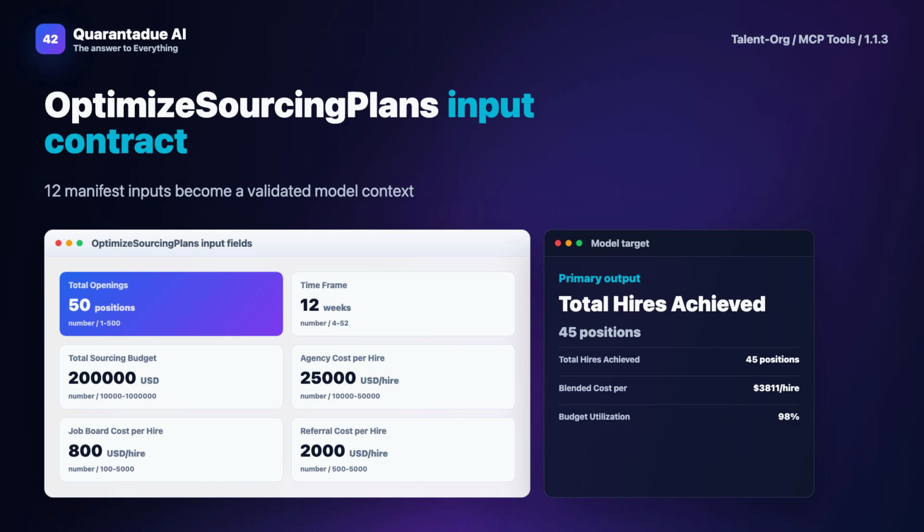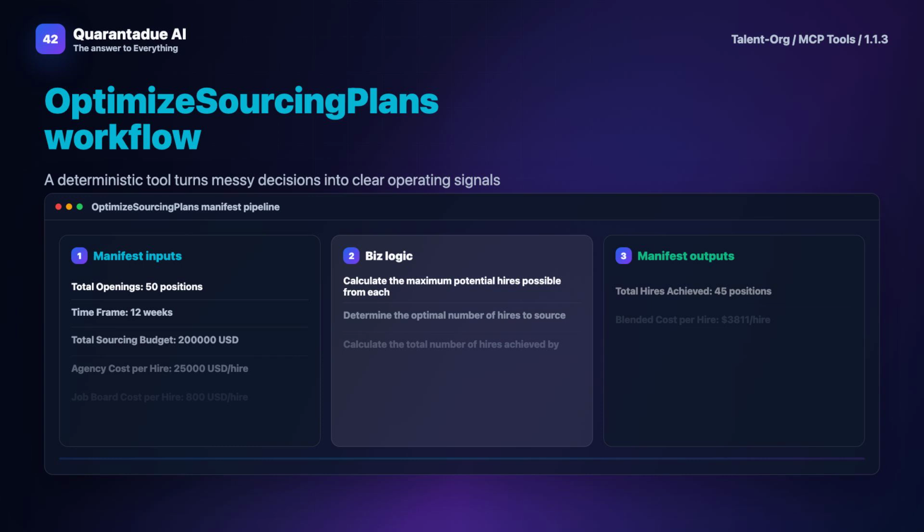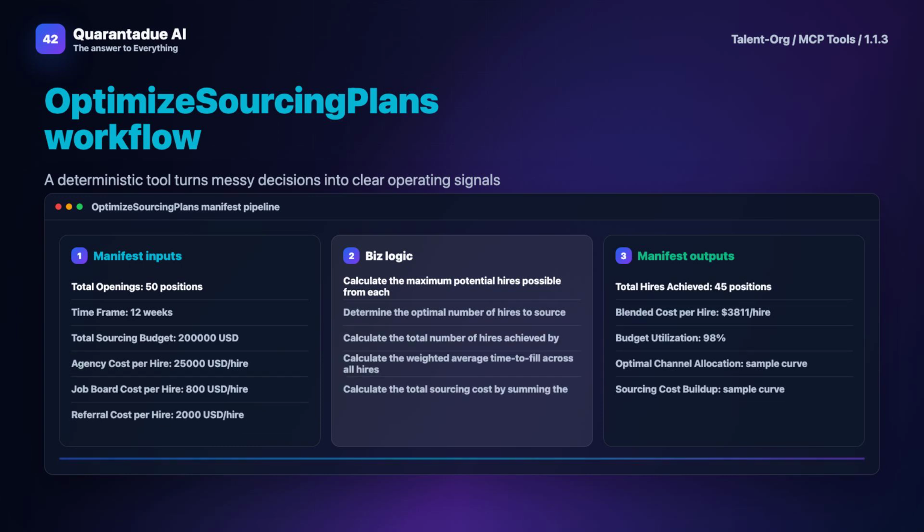The workflow then applies: calculate the maximum potential hires possible from each sourcing channel based on total openings and channel-specific conversion rates, allowing for oversubscription to enable optimization. Determine the optimal number of hires to source from each channel, agency, job board, referral, that maximizes total hires while staying within budget and average time to fill constraints.